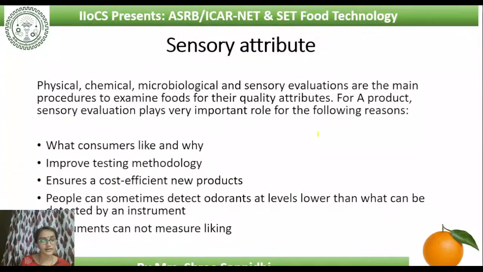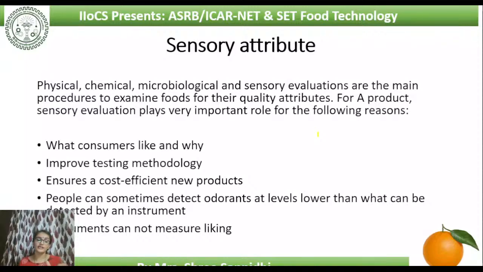Then people can sometimes detect odorants at levels lower than what can be detected by an instrument. So we have instruments for sensory evaluation also, but at lower levels of aroma and odorants the instruments cannot detect it. Sometimes it is detected by the people.